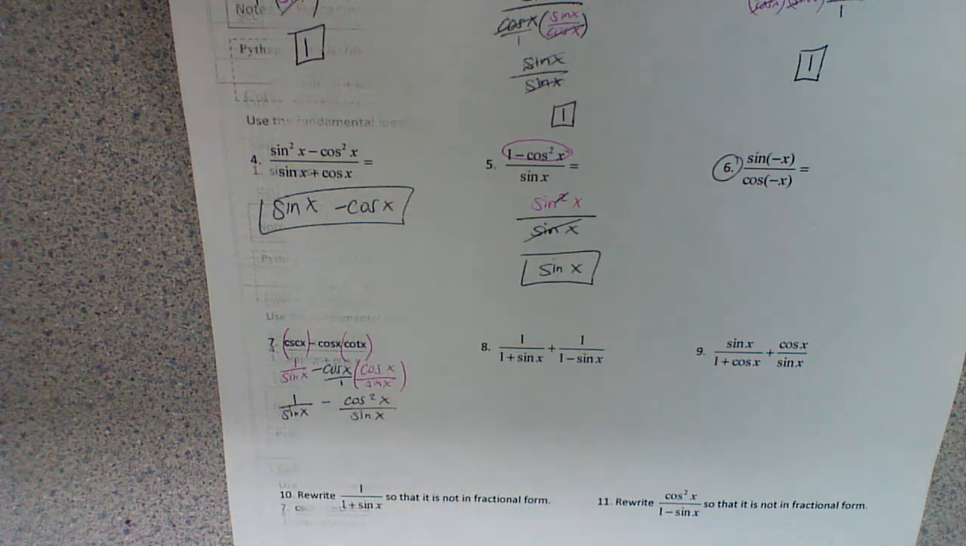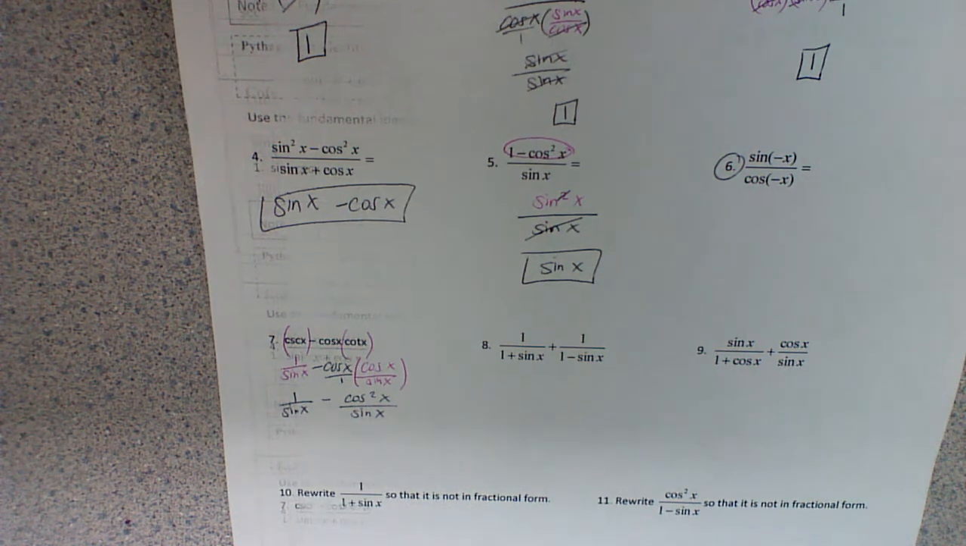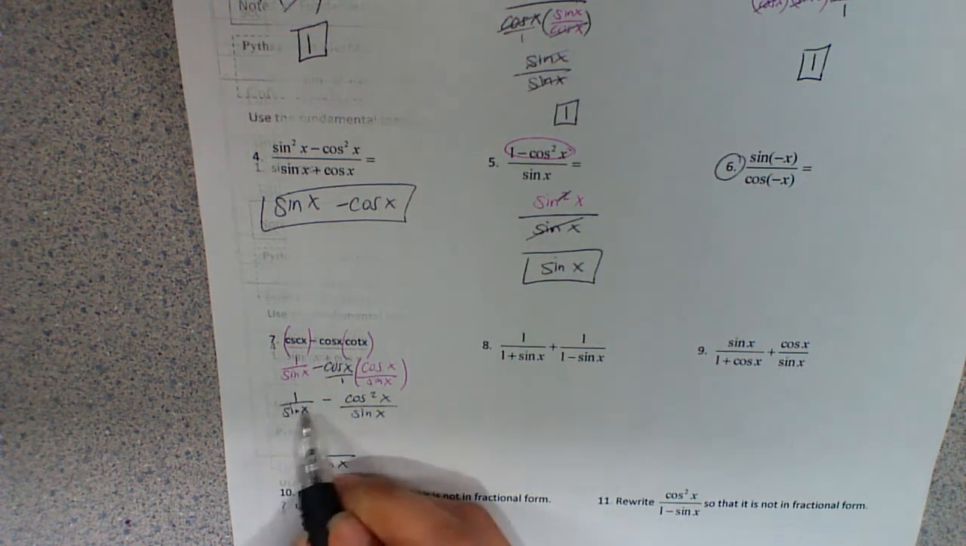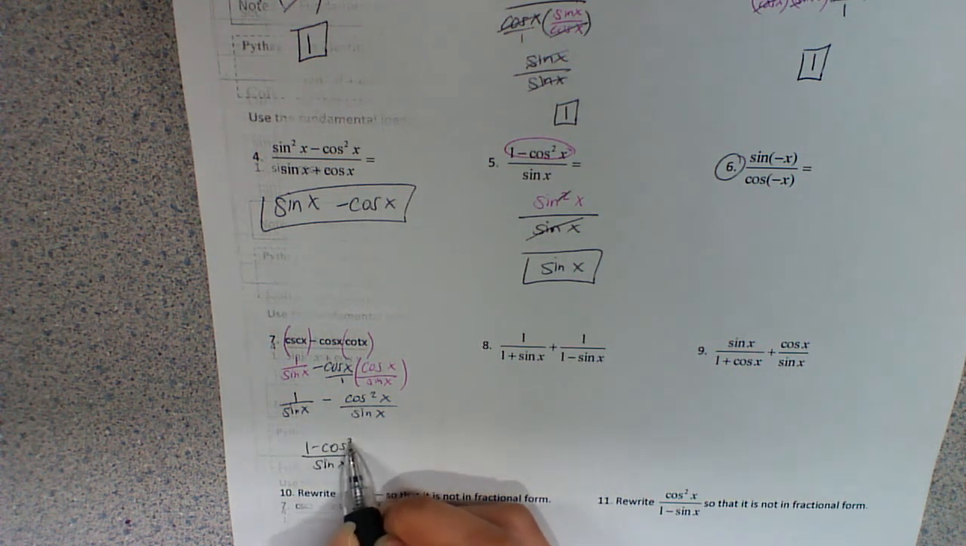So now all I can do really is combine my fraction so that it comes down to one simplified fraction. So if I do that, I do have a common denominator, so I don't have to mess with that. Sine of x is my denominator. Now at the top I just have 1 minus cos squared of x.